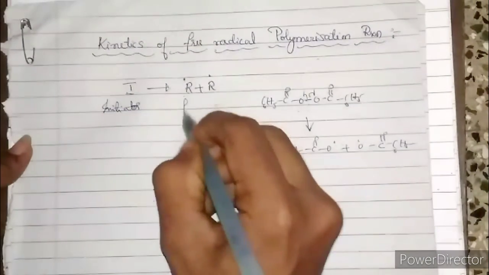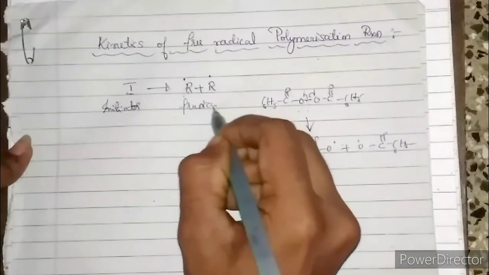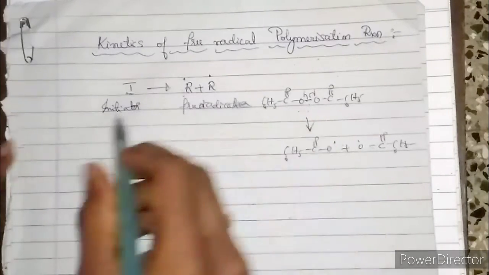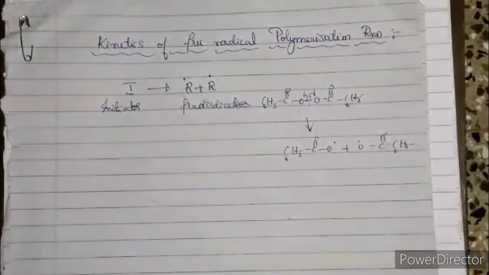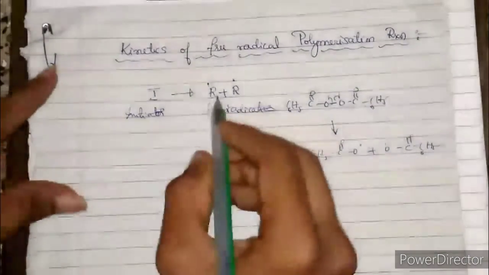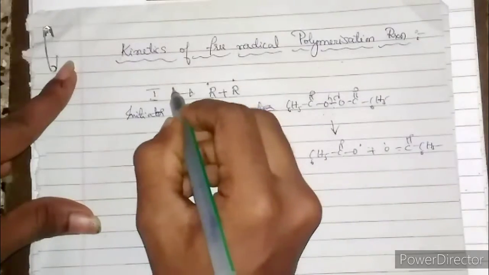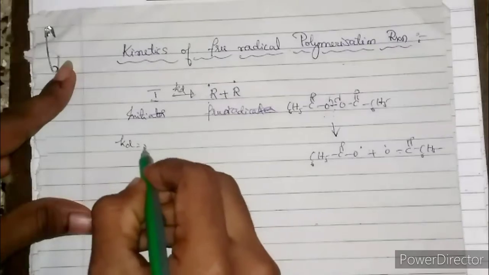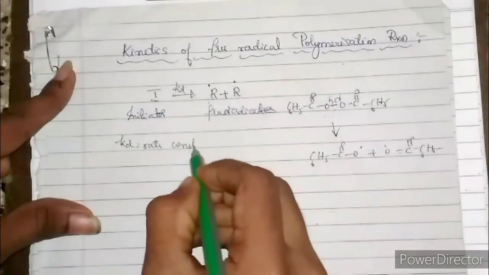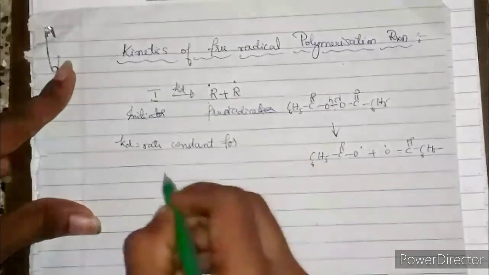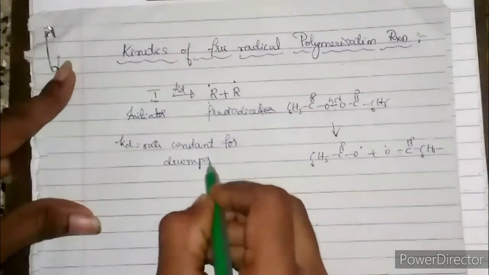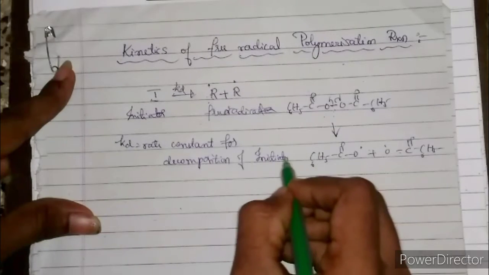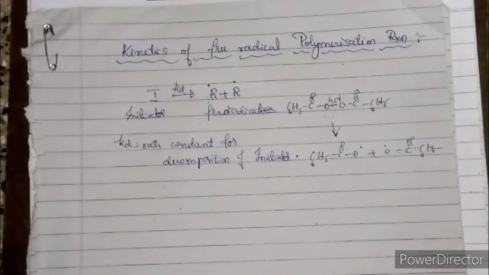This indicates the free radicals that are obtained by the decomposition of the initiator. Now, the rate constant for this decomposition reaction is Kd. Kd is the rate constant for the decomposition of the initiator.